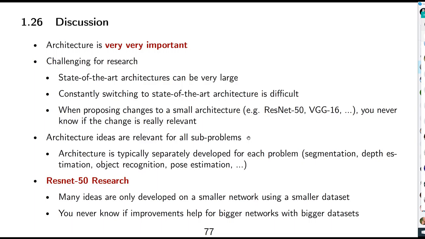So somehow, strangely, it makes sense why the architecture is typically developed separately for each subproblem. For example, segmentation networks develop their own architecture, depth estimation develops its own architecture, object recognition its own architecture, and pose estimation the same again. The pose estimation papers continuously build upon their own architecture ideas.